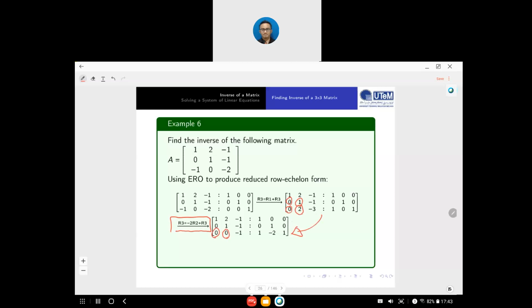Negative 2 times by negative 1, which is 2. 2 minus 3, negative 1. Negative 2 times 0 is 0. Plus 1 is 1. Negative 2 times 1, negative 2. Plus 0, negative 2. Negative 2 times 0, 0. Plus 1, 1. Done.